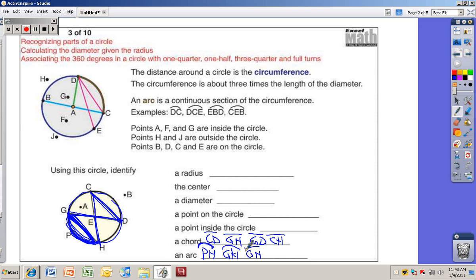Emma's back. Did you pass, Emma? Yeah. Awesome. How many points did you get? 14. 14 points! She's a reading machine.